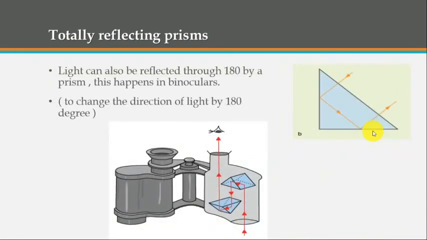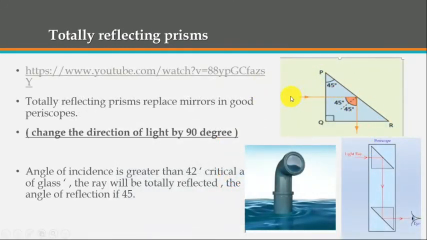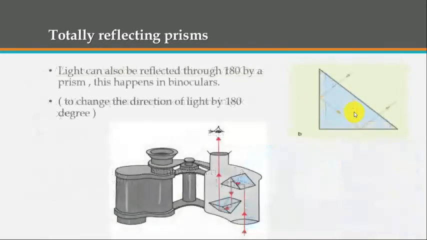Now we have another use for totally reflecting prisms: to change the direction of light by 180 degrees. Here, by 90 degrees, look, we change the direction of light by 90 degrees. In this case, by 180, look, I have the same prism. It's not a new prism, it's the same one. A prism that has two sides that are perpendicular to each other, so a 90-degree angle, and the other two angles are 45, 45. But in this case, the light enters from this surface, also at 90 degrees, okay?